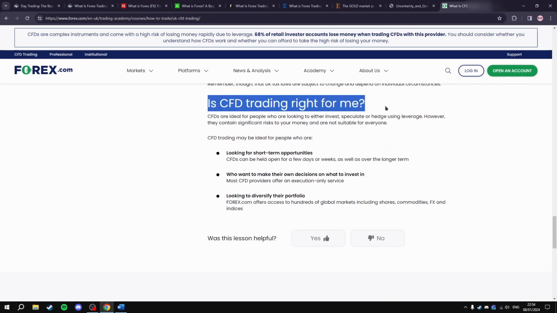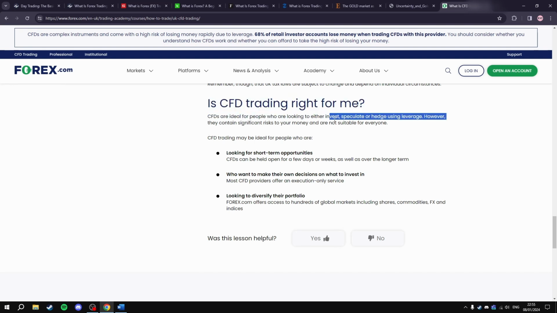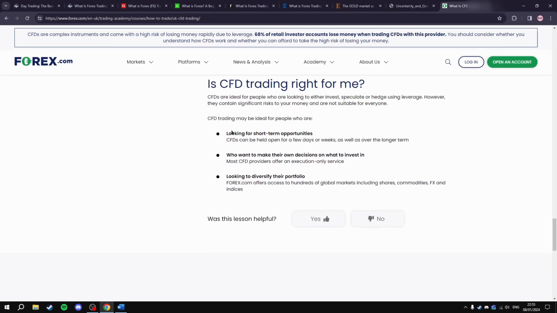Is CFD trading right for me? CFDs are ideal for people who are looking to either invest, speculate or hedge using leverage. However, they contain significant risk to your money and are not suited for everyone. CFD trading may be ideal for people who are looking for short-term opportunities. CFDs can be held open for a few days or weeks as well as over the long term. Who want to make their own decisions on what to invest in. Most CFD providers offer an execution-only service. Looking to diversify the portfolio, Forex.com offers access to hundreds of global markets including shares, commodities, FX and indices.